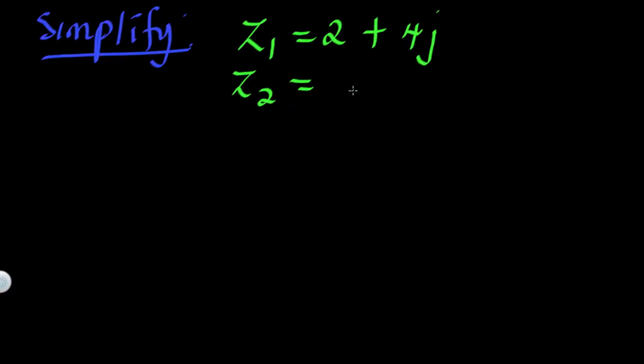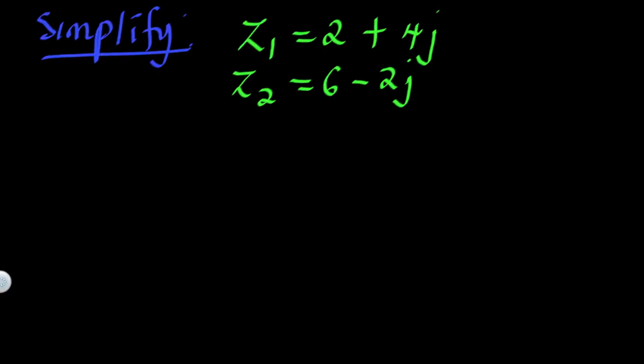and you are given z1, which is a complex number. It's 2 plus 4j. Then you have another complex number, z2, which is 6 minus 2j. I can use j or i, it is the same thing.